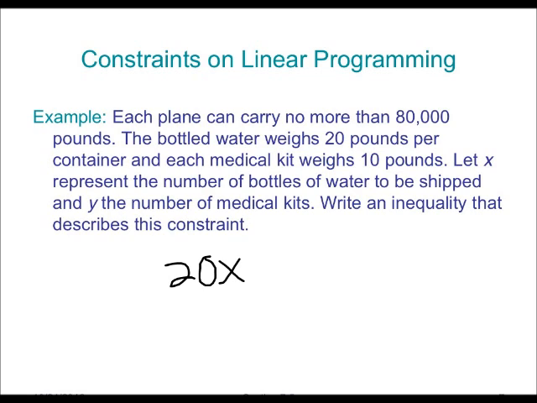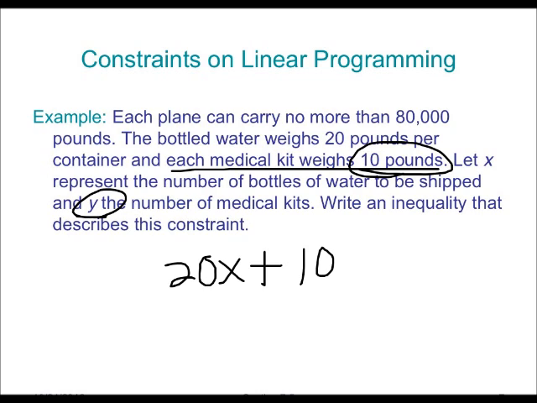That's just for the bottled water. We also have medical kits. Each medical kit weighs 10 pounds. That's 10 pounds for every, or for each medical kit. Again, this 10 is going to be a rate. It has to get multiplied times a variable. And we called y the number of medical kits. So we have 10y. This 20x represents how much the bottled water weighs. This 10y represents how much the medical kits weigh.